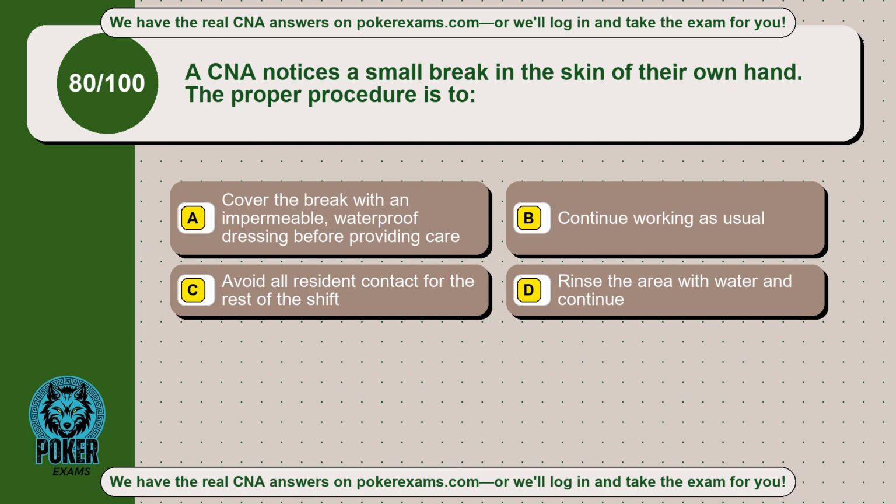Question 80. A CNA notices a small break in the skin of their own hand. The proper procedure is to: Option A, cover the break with an impermeable, waterproof dressing before providing care. Option B, continue working as usual. Option C, avoid all resident contact for the rest of the shift. Option D, rinse the area with water and continue.